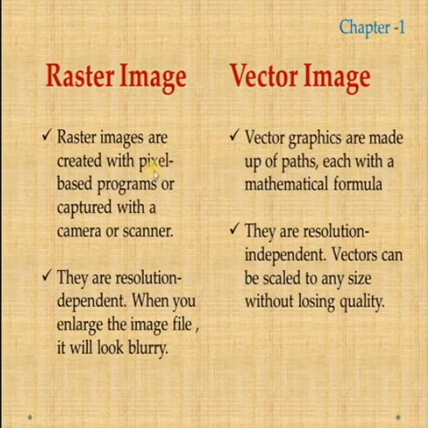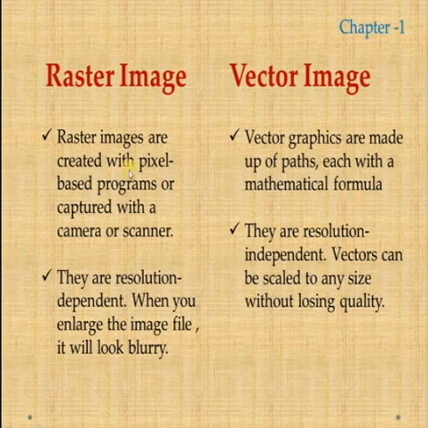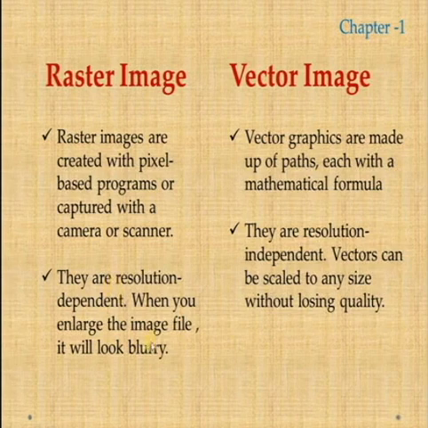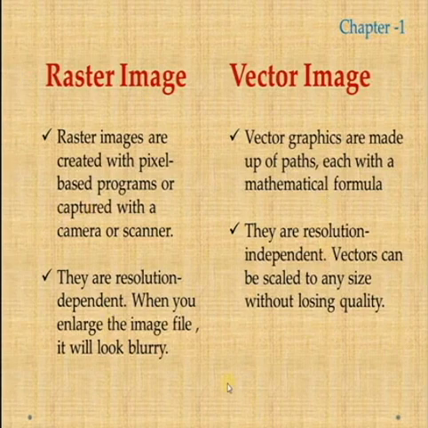Raster images are created with pixels. Vector images are made up of paths, each with a mathematical formula. So first point is it's based on pixels, dots. It's based on paths, which is formulated by a mathematical formula. Here, when you enlarge a picture, it will look blurry because it is resolution dependent. Here it is resolution independent. So see the example here.